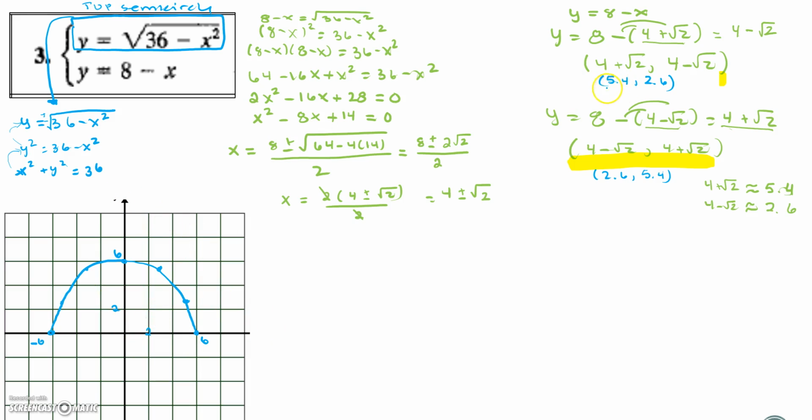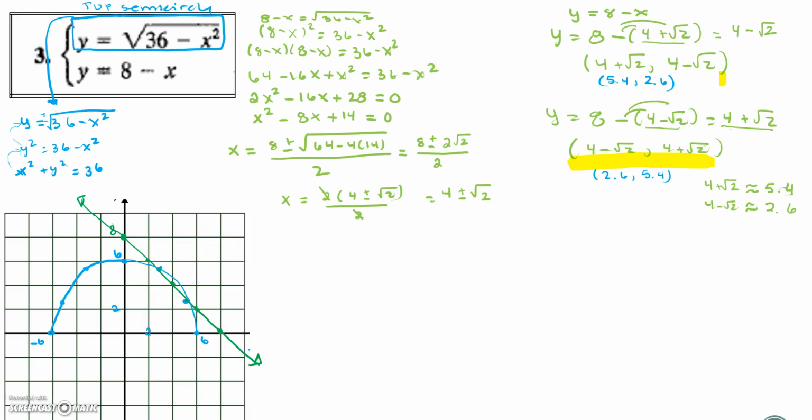I plotted the point (5.4, 2.6), and I plotted (2.6, 5.4). That's just to help me get this nice curve. And since I knew it was going to be symmetric, I just used my symmetry points over here to help me get a good curve. So I know that these 2 points in quadrant 1 is where it's going to intersect with the line. So let's go ahead and plot the line now. And I graphed my line.